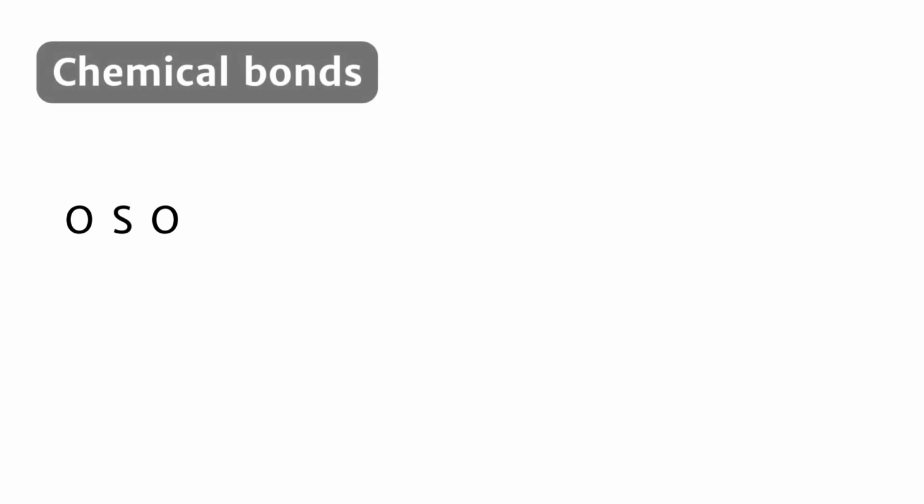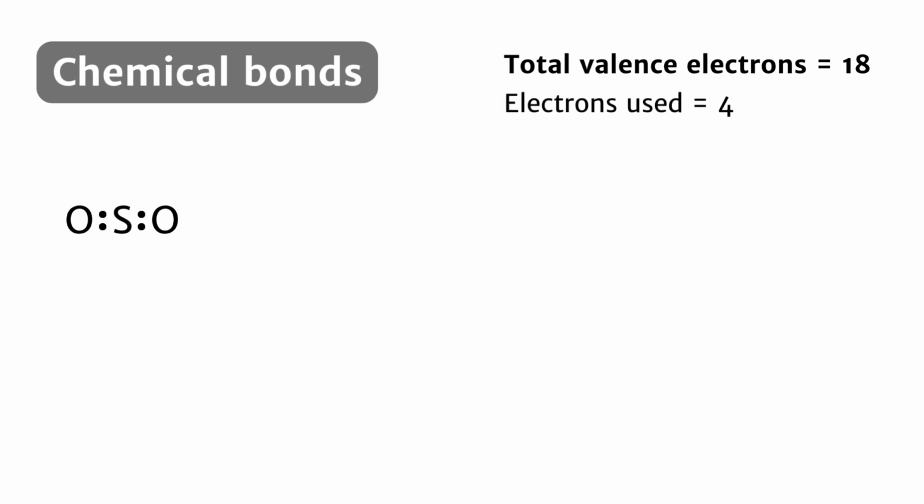A single chemical bond is represented by 2 electrons. Thus, position 2 electrons on the left side to indicate the chemical bond between sulfur and the first oxygen. Similarly, place another 2 electrons on the right side to represent another chemical bond between sulfur and the second oxygen. In this way, out of the 18 total valence electrons, 4 are utilized, leaving 14 electrons unutilized.